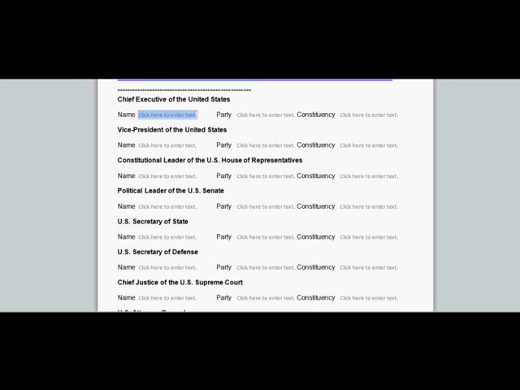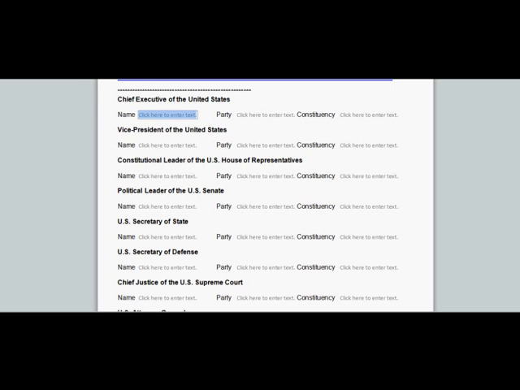And those individuals, there are 3 of them, that could have multiple constituencies: the constitutional leader of the U.S. House, the political leader of the U.S. House, and the Speaker of your state house. Those 3 individuals could have more than one constituency. I want you to think about that.